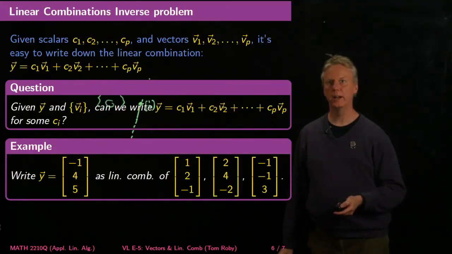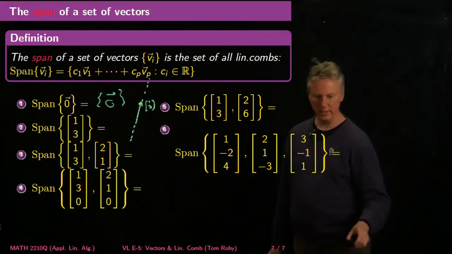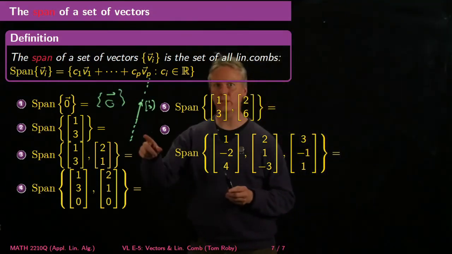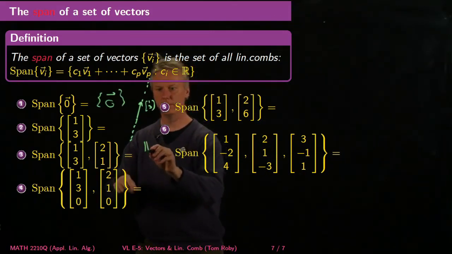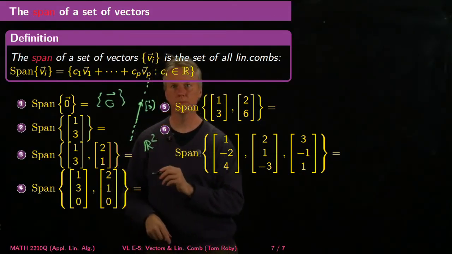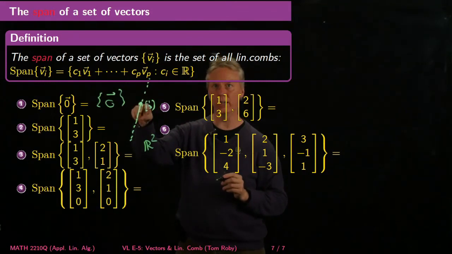So now back over here on span. So we know what the span of these two guys looks like. This is all of R2. Okay. This is just a line in R1.